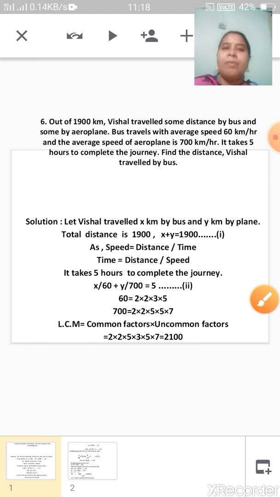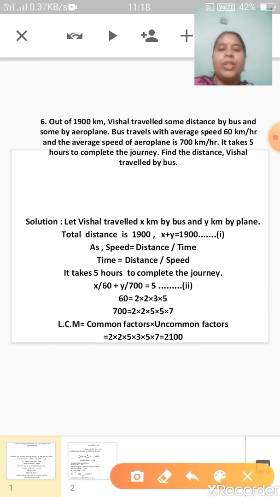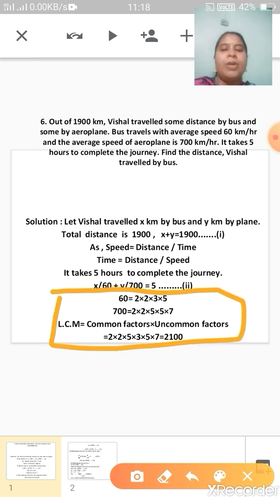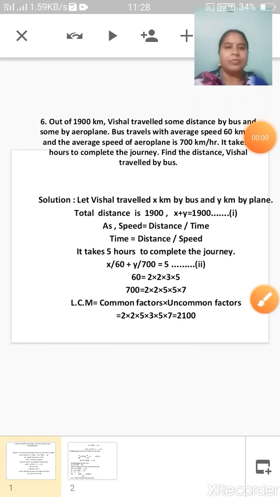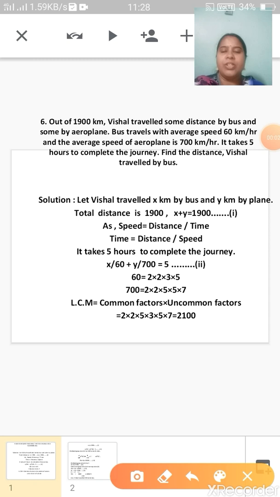Now with such bigger numbers, I have even shown you this calculation which you did not need to show in the exam. This part is only for you to understand and remember. With such bigger numbers, how to get rid of the fraction? See, I have put a box. I need to take the LCM of the denominators. So for LCM, 60 is factorized as 2 into 2, 3 into 5, right? And for 700, the factors are 2 into 2, 5 into 5 into 7.